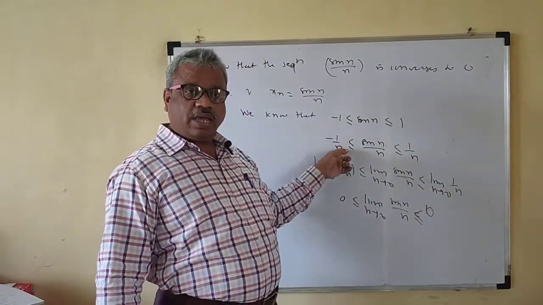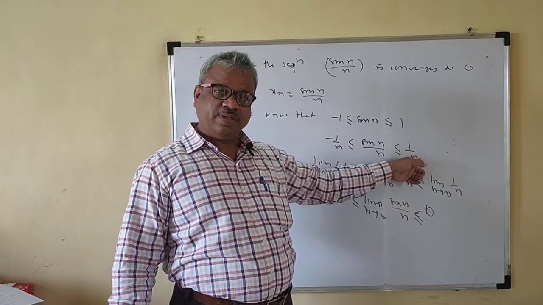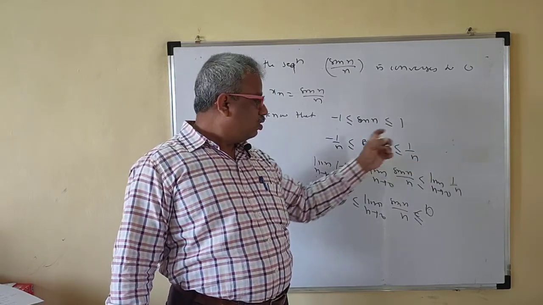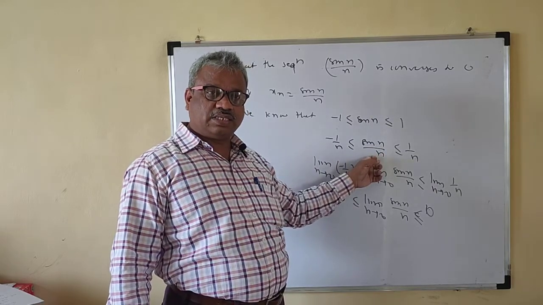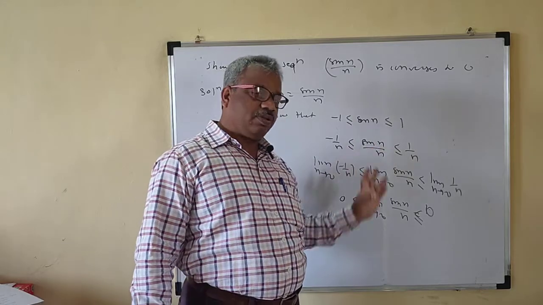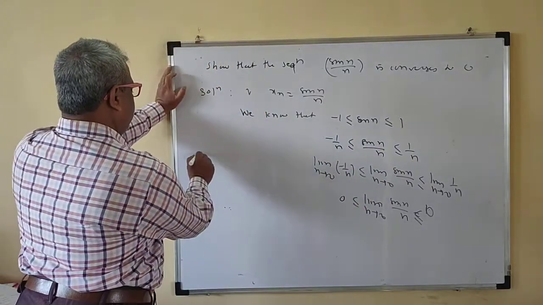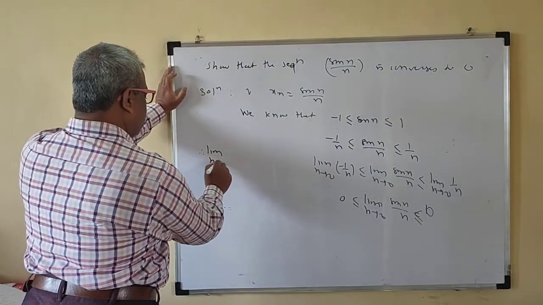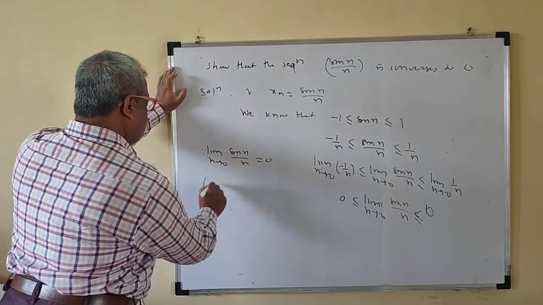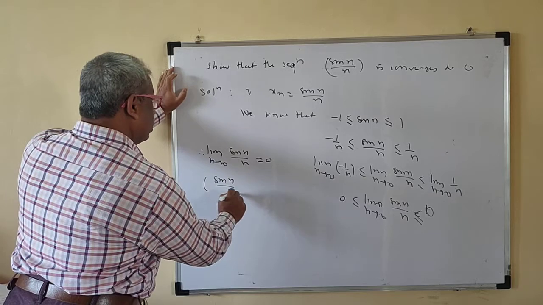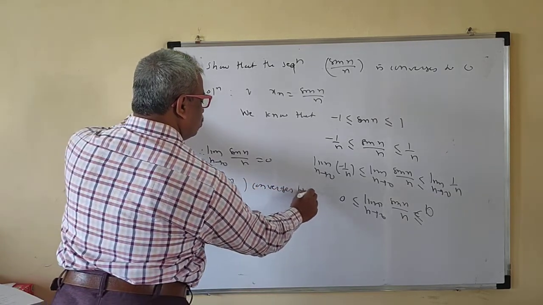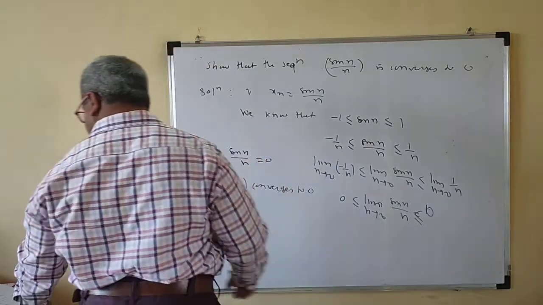This is your xn, yn, zn. The limit of xn is the same as the limit of zn. So the limit of yn also exists, and it is whatever the limit of xn and zn is. So that will be the limit of y. Therefore, the limit as n tends to infinity of sin n upon n is equal to 0. Therefore, the sequence sin n upon n converges to 0.